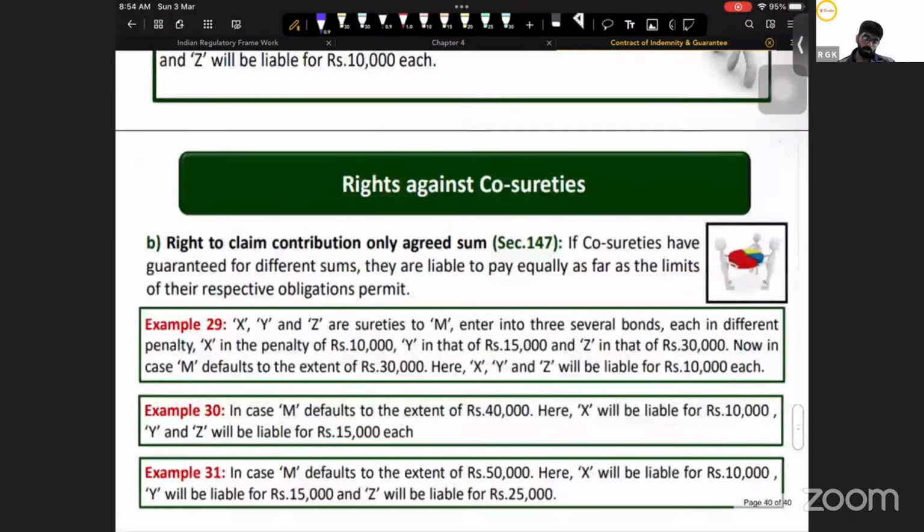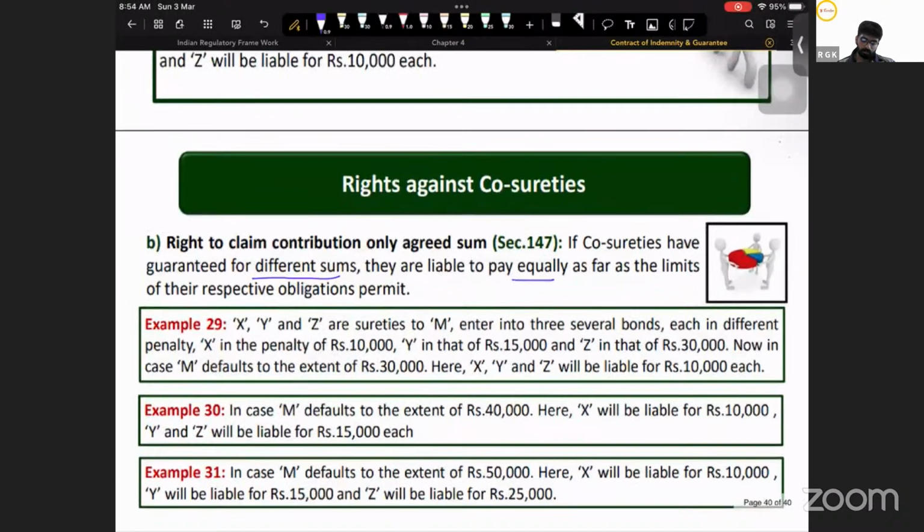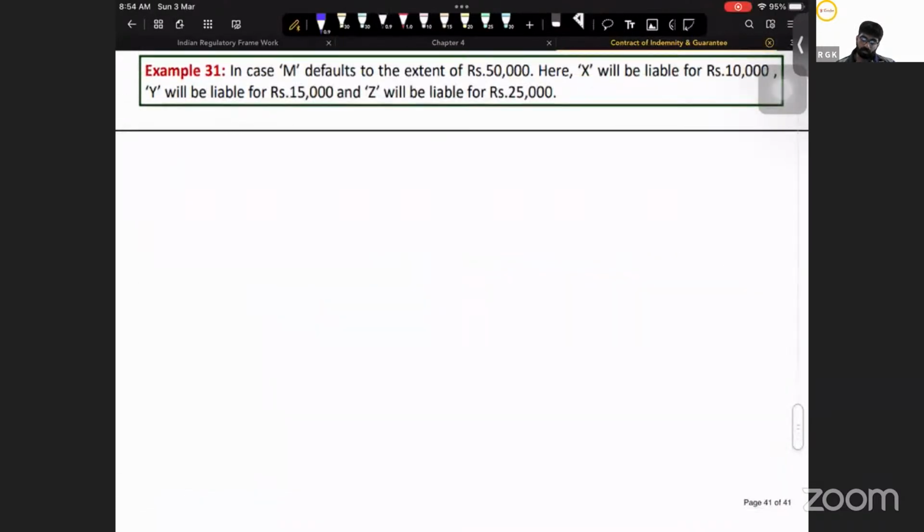However, if co-sureties have guaranteed for a different sum, they are liable to pay equally as far as the limits of their respective obligations permit. Now, let us try to put this with the help of an example and elaborate. Say there is a particular debt of loan rupees 5 lakh. Three co-sureties are there. Surety 1, surety 2, surety 3.